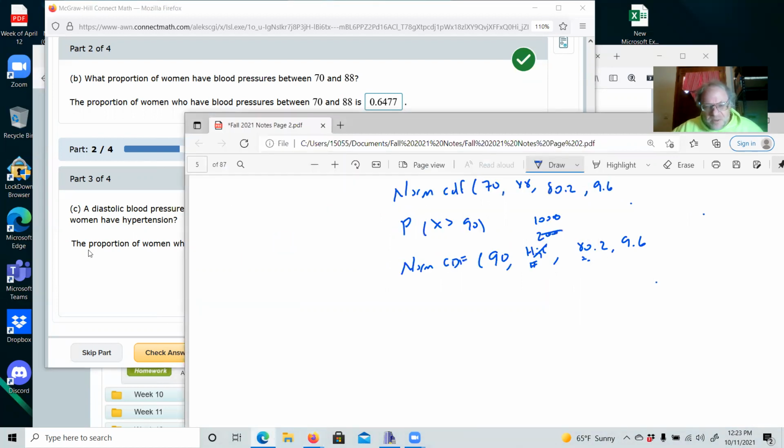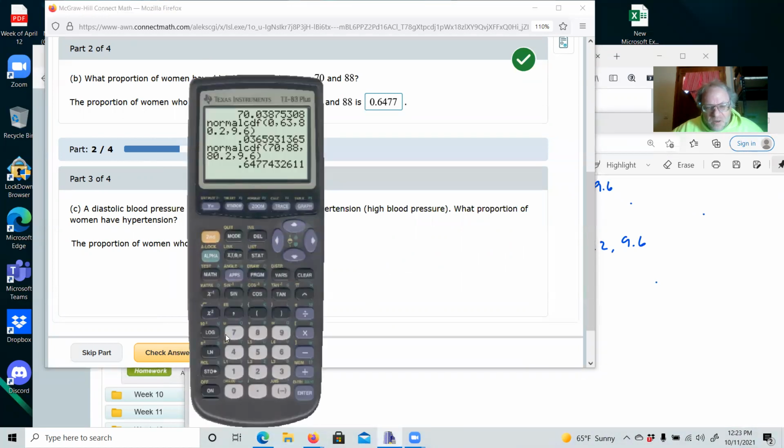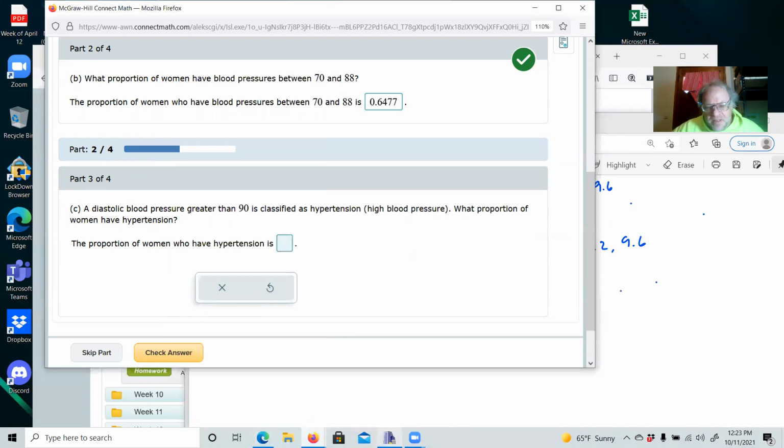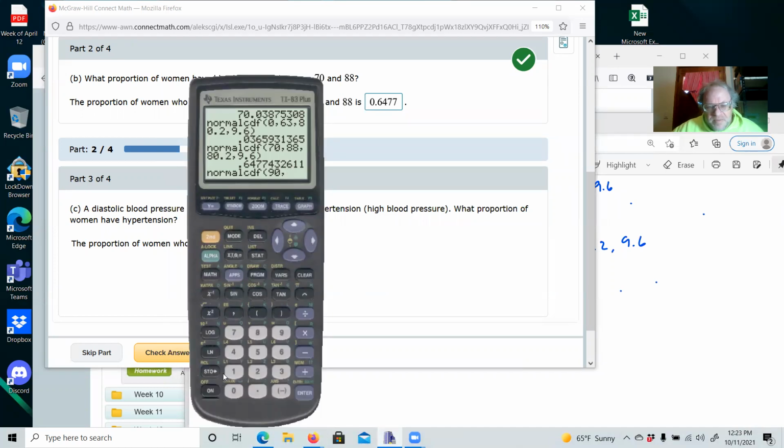Okay, so we're going to go through. We're going to say norm CDF, second function distribution, norm CDF. Enter. So what did they want? 90 is the low number. High number, we'll go with 1,000. We could have gone with 200, probably about the same. And then we want 80.2 as our mean, and for standard deviation, 9.6.